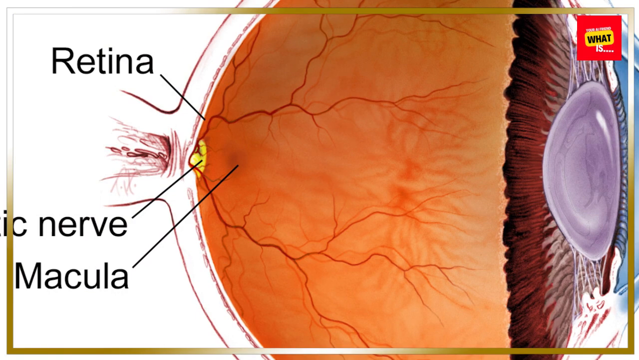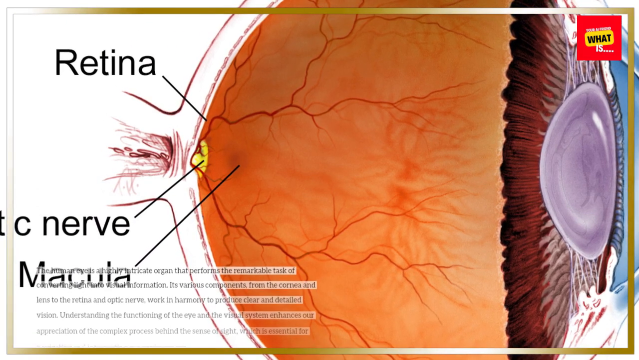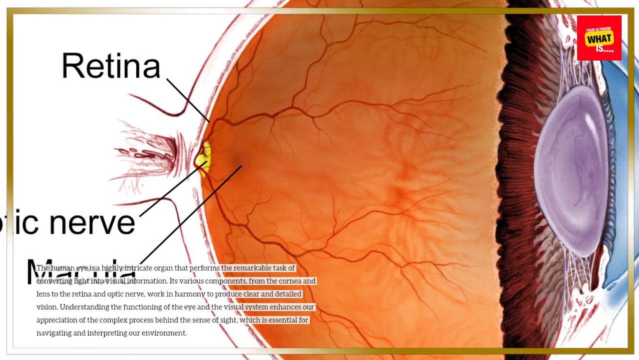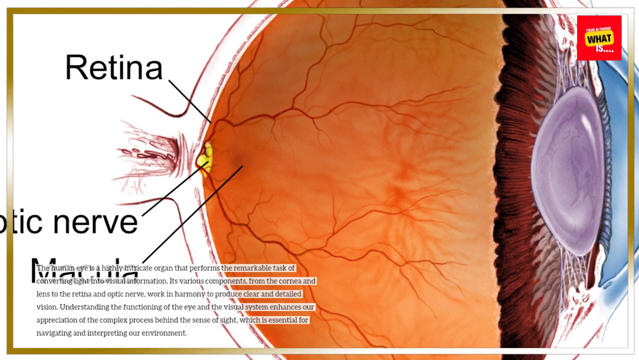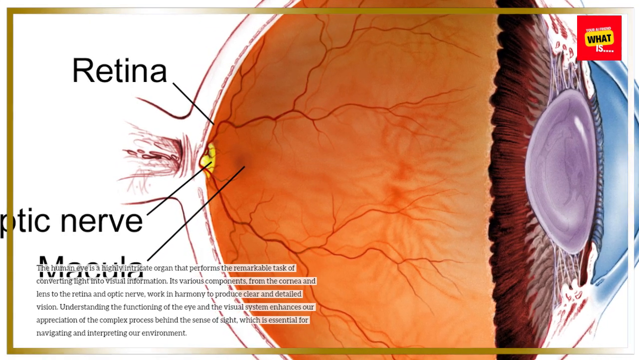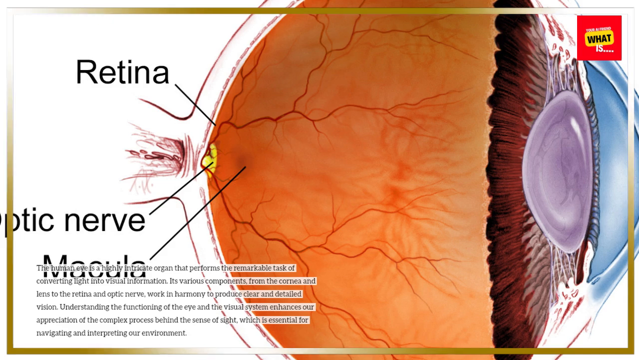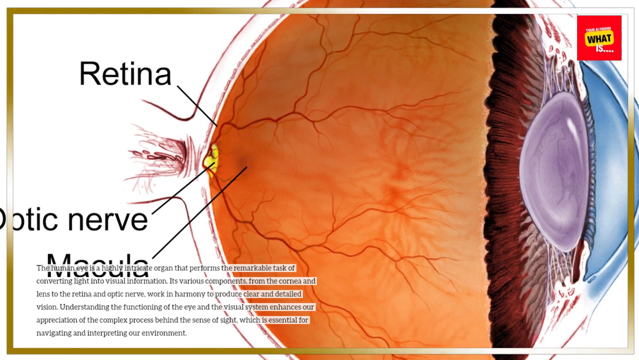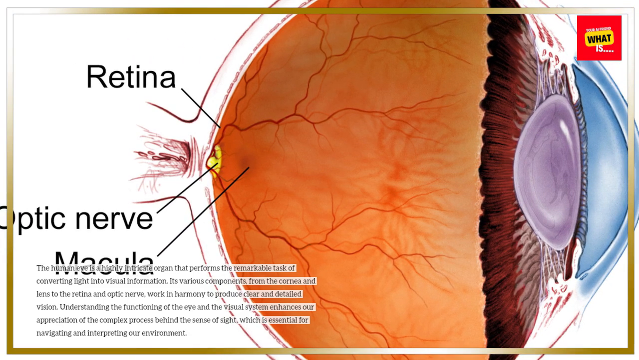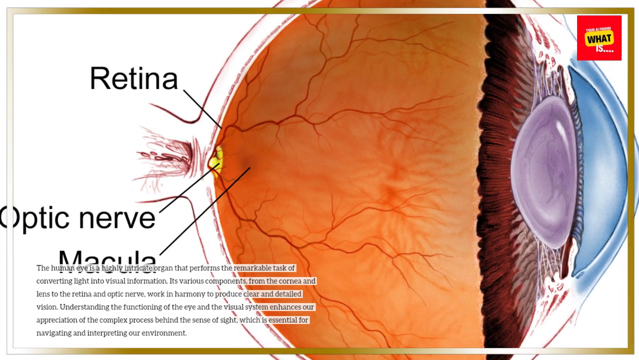Conclusion. The complexity of vision. The human eye is a highly intricate organ that performs the remarkable task of converting light into visual information. Its various components, from the cornea and lens to the retina and optic nerve, work in harmony to produce clear and detailed vision. Understanding the functioning of the eye and the visual system enhances our appreciation of the complex process behind the sense of sight, which is essential for navigating and interpreting our environment.